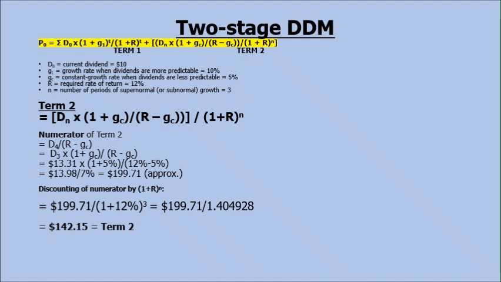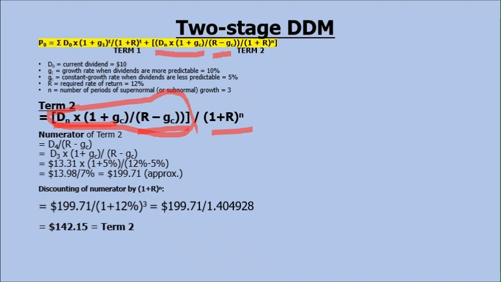Therefore, this intrinsic value is equal to Dn into 1 plus gc, that is D3 into 1 plus the constant growth of 5%. And we have to divide this by R minus gc, which is the denominator in the constant growth formula. This gives us the intrinsic value of the share at point n by using the Gordon growth formula. And if we discount that by 1 plus R to the power n, we get the present value of the intrinsic value today. The numerator of term 2 is D4 and the denominator is R minus gc, which is D3 into 1 plus gc divided by R minus gc.